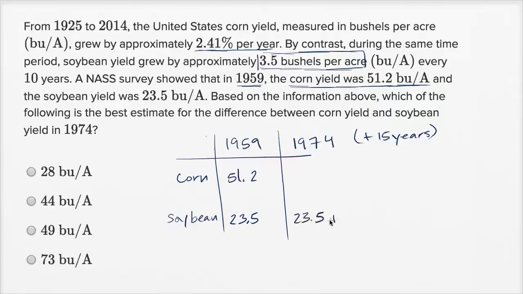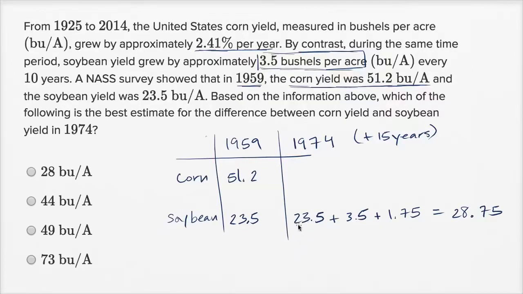23.5. So in 10 years, it'll grow by 3.5 bushels per acre. That's what they tell us. And then in another 5 years, it'll grow by half of this. Half of 3.5 is 1.75. And so what is that going to be? Let's see, 23.5 plus 3.5 gets us to 27, and 27 plus 1.75 is 28.75 bushels per acre in 1974.